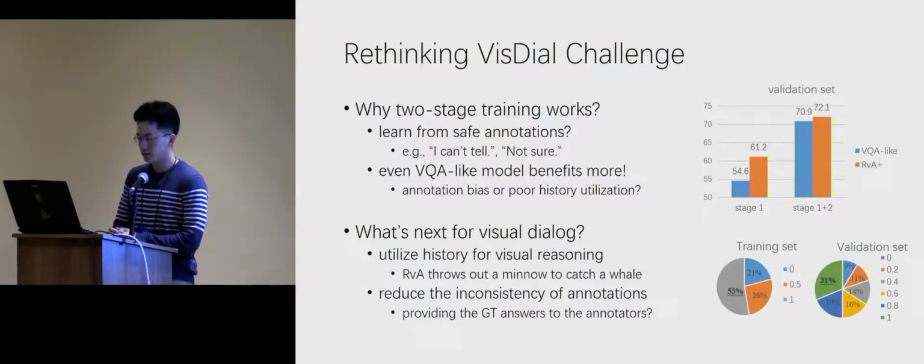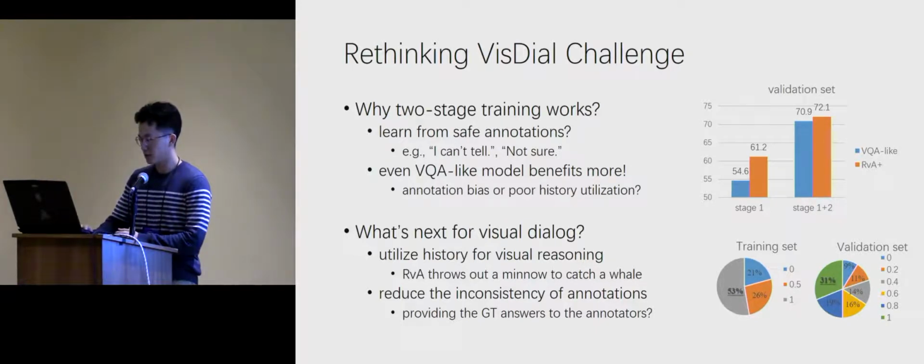Furthermore, we think about why our two-stage training works. The reason may be that the model can learn to give safe answers like the annotators by fine-tuning on the dense annotations. We also found that by this training paradigm, even the VQA-like model can achieve competitive results without using any dialogue history. There remains a question of whether there is language bias in the dense annotations or whether we didn't utilize the history well enough.